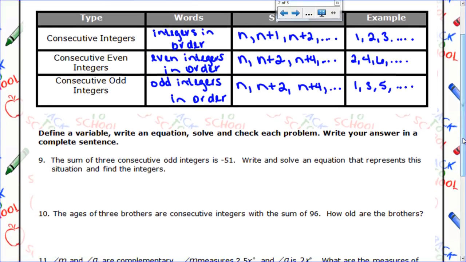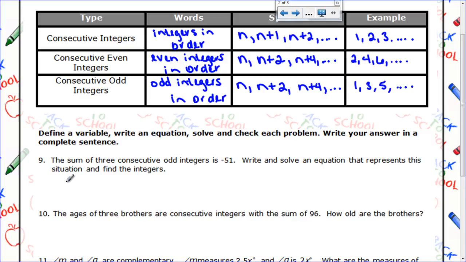It tells us that the sum of 3 consecutive odd integers is negative 51. Write and solve an equation that represents the situation and find the integers. There are 2 ways to find the integers when it's consecutive odd or consecutive even. I'm going to show you both so that you can see it.